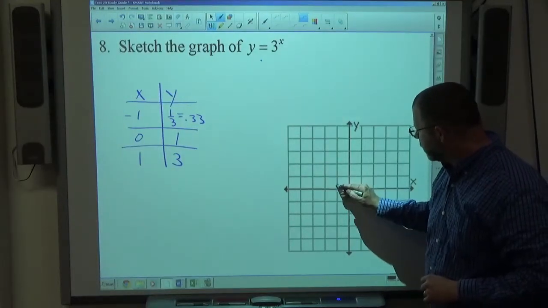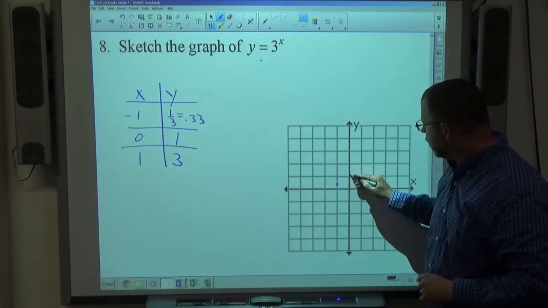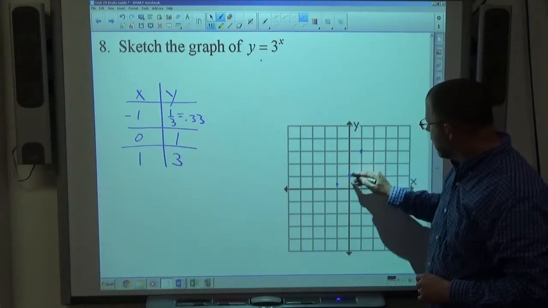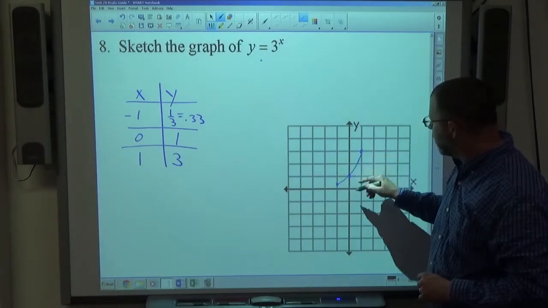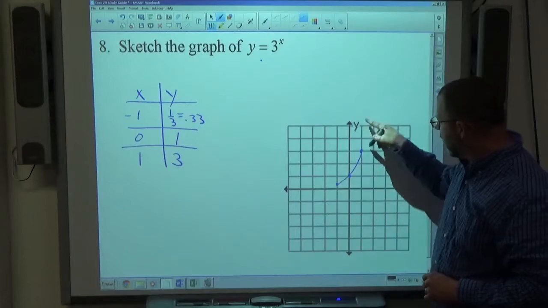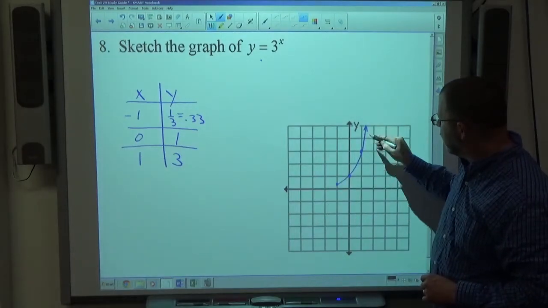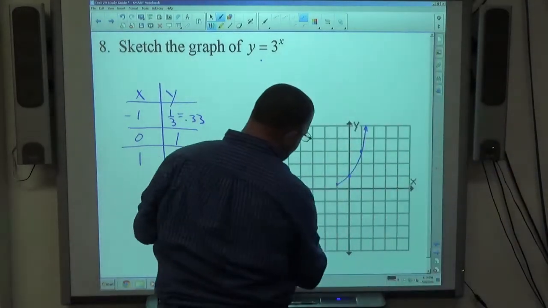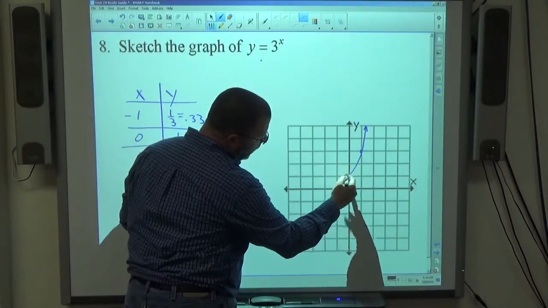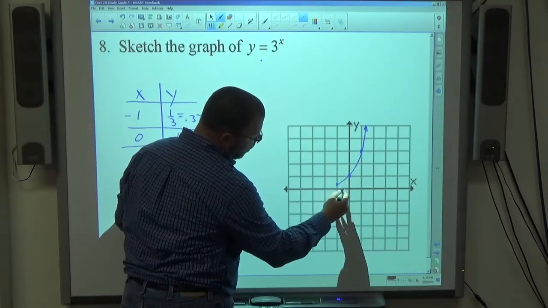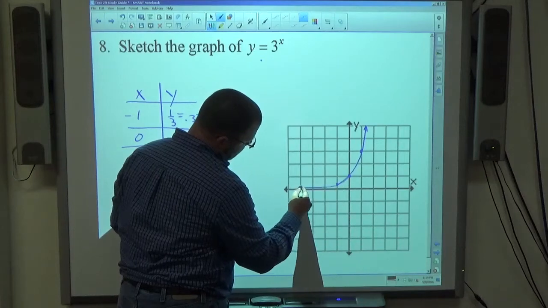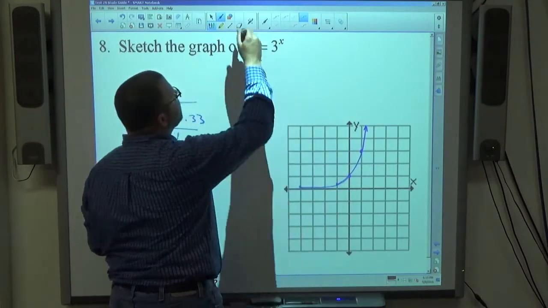-1, 0.33 would be about here, kind of estimate its position. Then 0, 1, and 1, 3. That connects to make this. One of the sides flattens out, the other side goes up to infinity. So this side's going up to infinity, this side's flattening out. Be careful that wherever the 1 is, it's never going to go beyond the next bar. So it's going to flatten out this way, kind of right along the x-axis there.